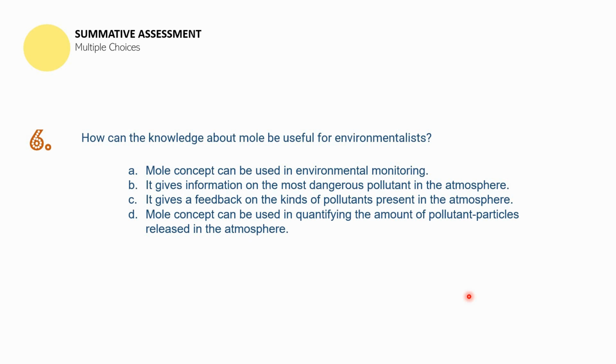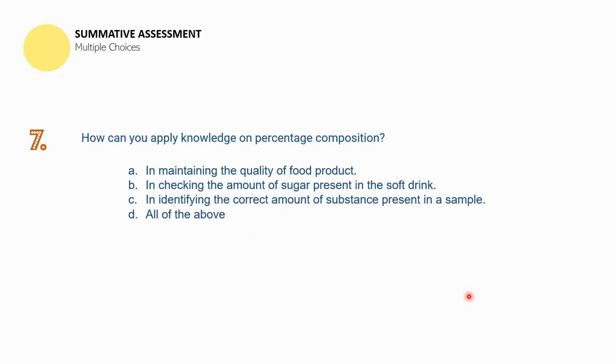If you have decided to continue, that means you are ready for question number 7. How can you apply knowledge on percentage composition? A, in maintaining the quality of food product. B, in checking the amount of sugar present in the soft drink. C, in identifying the correct amount of substance present in the sample. D, all of the above. Pause this video if you need more time.